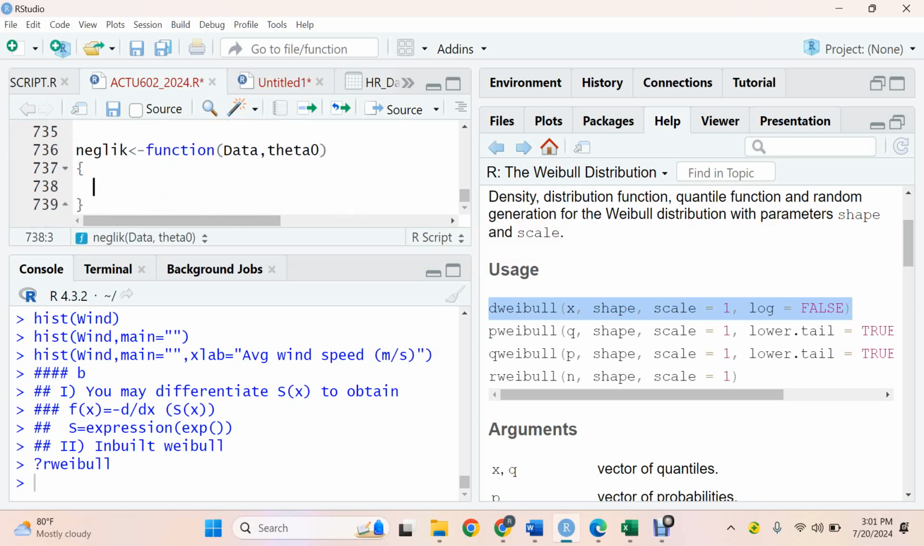So now what do we do? Our LL, our log likelihood, will be what? You said negative.